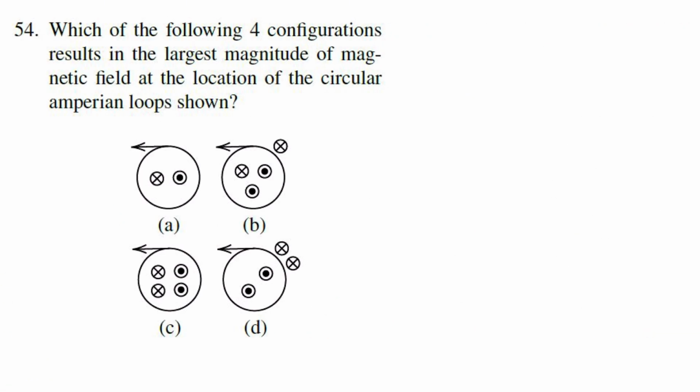54. Which of the following 4 configurations has the largest net magnetic field at the center of the Amperian loop? For this, we just need to apply Ampere's law. It's a very common type of question you'll see on the multiple choice because there's no calculation involved. We know that by Ampere's law, the magnetic field is proportional to the enclosed current for a uniform Amperian loop. So we just need to determine which one has the greatest enclosed current.